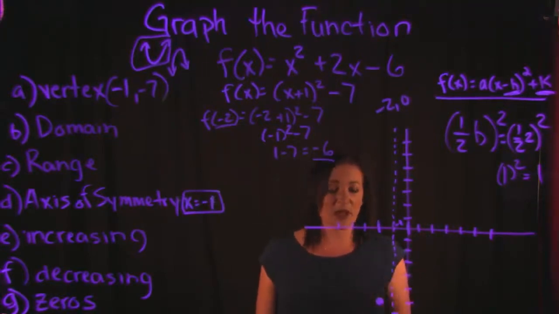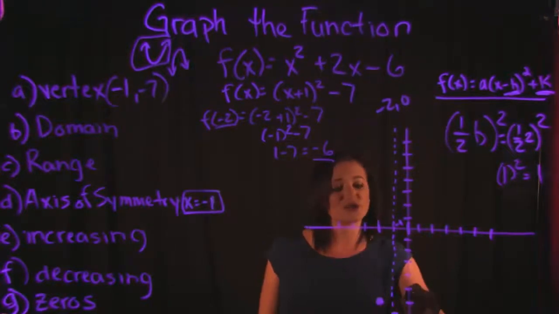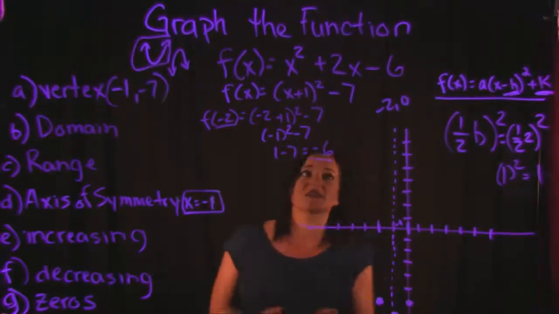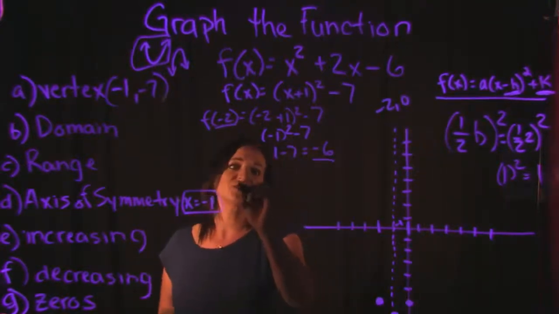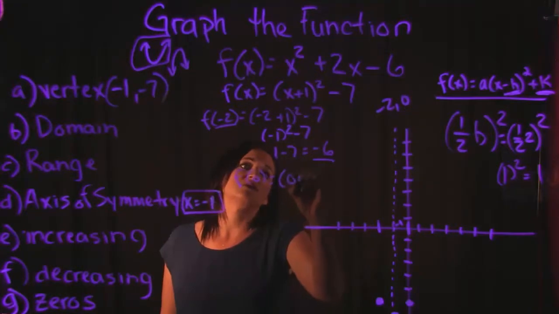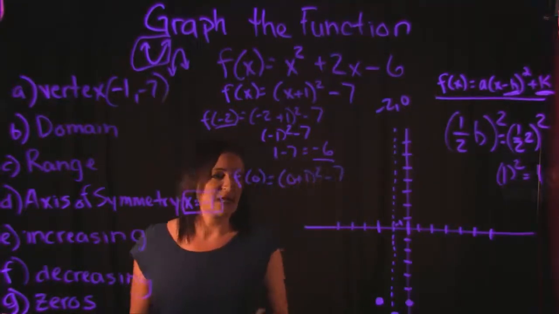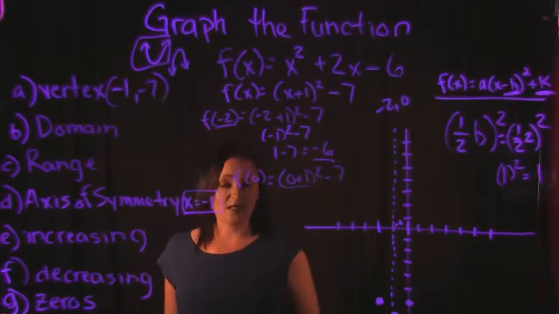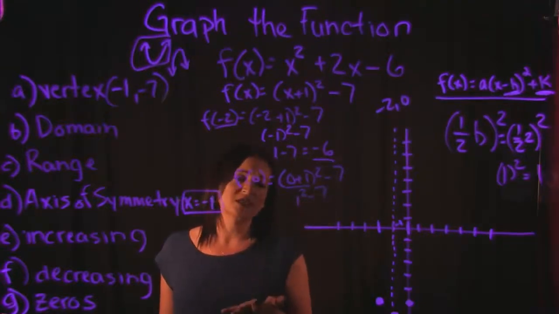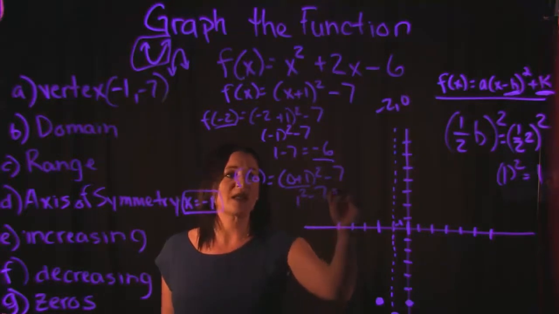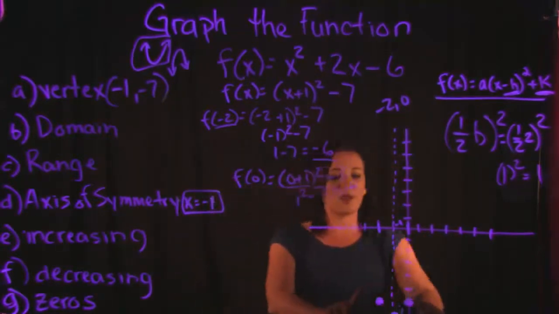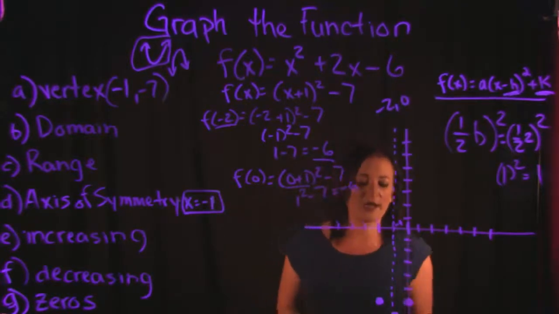And since parabolas are symmetrical, I can assume that when I plug in 0, I'm also going to get a negative 6. But we can verify that just to be sure. We can do f of 0, which is going to equal 0 plus 1 squared minus 7, which means we get 1 inside the parentheses as well. That gives us 1 squared minus 7. 1 times 1 is 1, so we get 1 minus 7, which is also a negative 6. So you can see we got 1 point either side right over here.